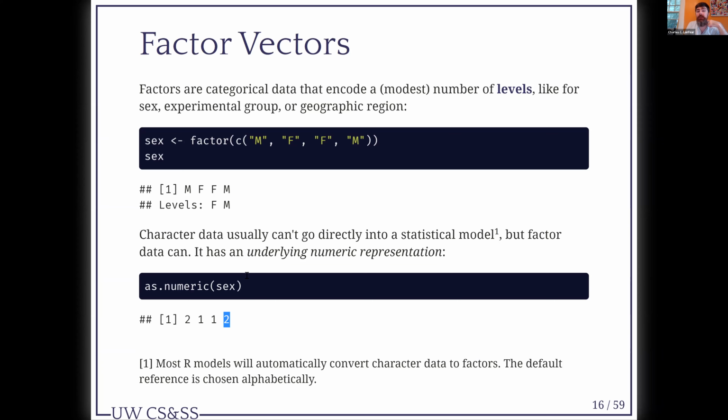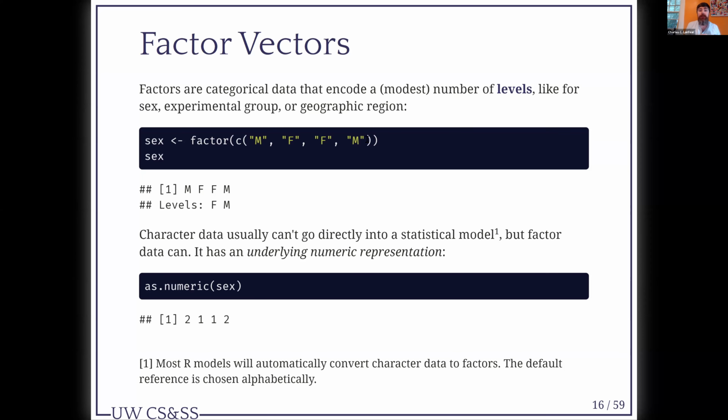Factors have an underlying numeric representation. So if you take a character vector, convert it to factor, and then convert it to numeric, you will get numeric values. They might not be what you're expecting, but that's what you'll get. The thing is that character data like this, this kind of categorical data, cannot go into statistical models directly. One way or another, it needs to be a factor. If you give a vector of character data to something like a linear regression model in R, it will convert it into a factor automatically.